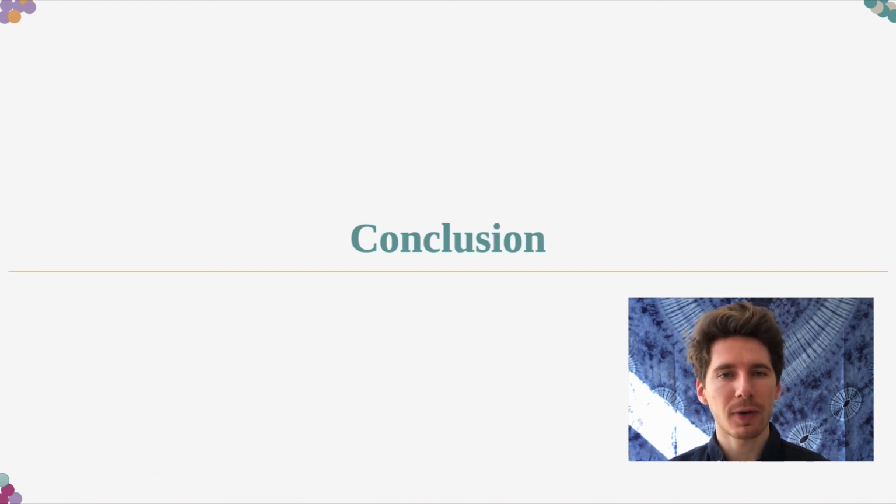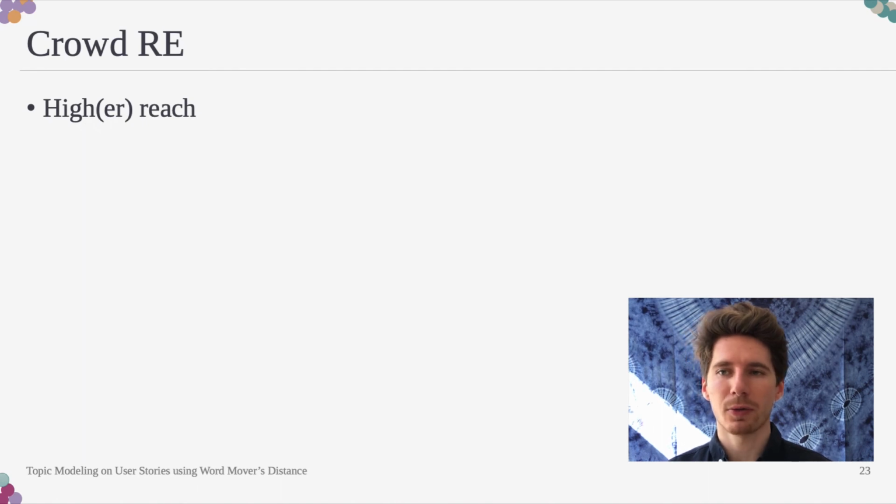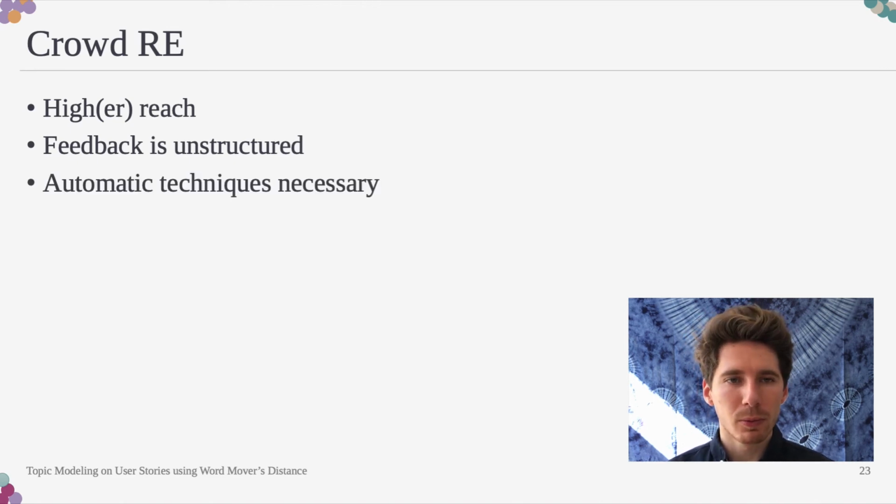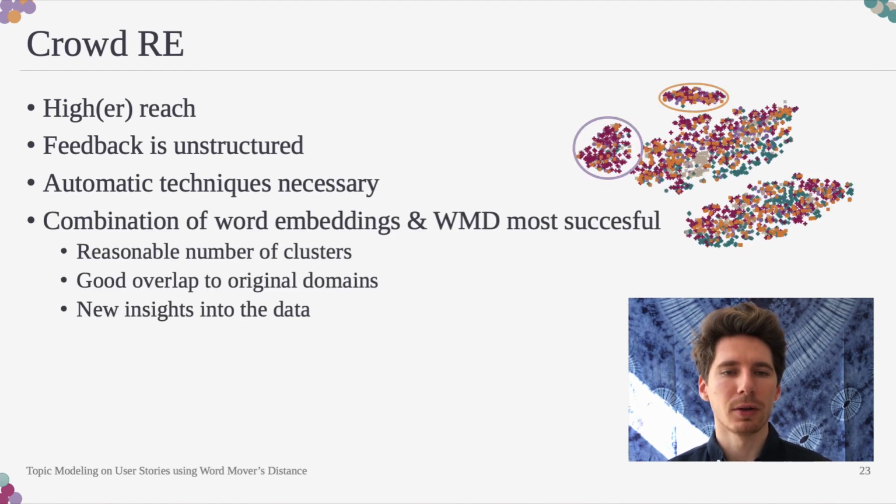Still, what we found is that CrowdRE allows for a high reach of stakeholders. The feedback is unstructured though, also in the sense that it can relate to basically anything of your application area, especially if it is something which is as generic as smart home. We found that automatic techniques are definitely necessary to make sense of the data, but a combination of word embeddings and word mover's distance was most successful to deal with this challenge. We found a reasonable number of clusters, we have a good overlap to original domains, and we found new insights into the data.